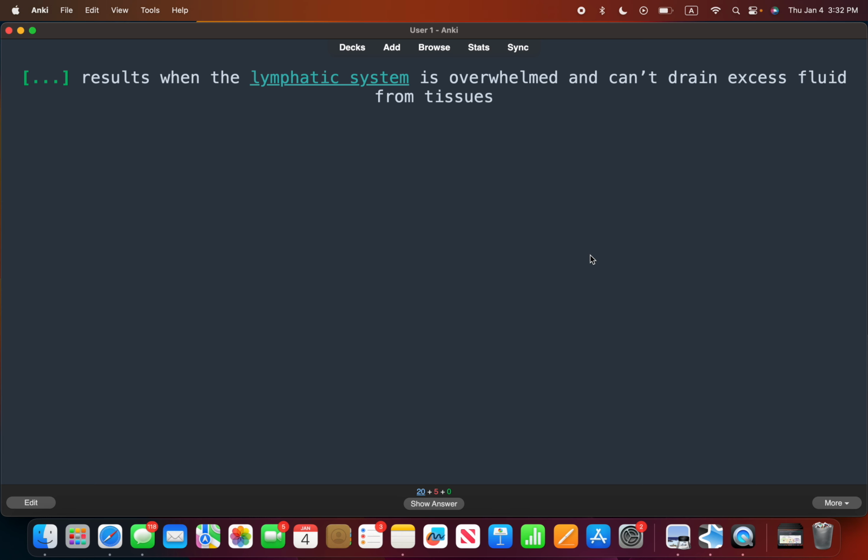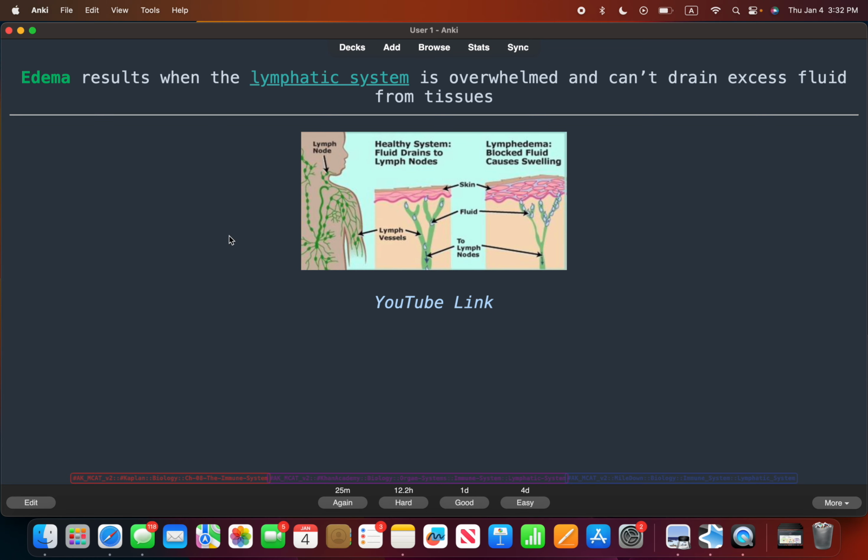What results when the lymphatic system is overwhelmed and can't drain excess fluid from tissues? So when the lymphatic system is overwhelmed and can't drain excess fluid from tissues, this is edema. Interesting. So you have the lymph nodes, you have a healthy system, the fluid drains to lymph nodes, and you have a lymphedema where blocked fluid causes swelling.